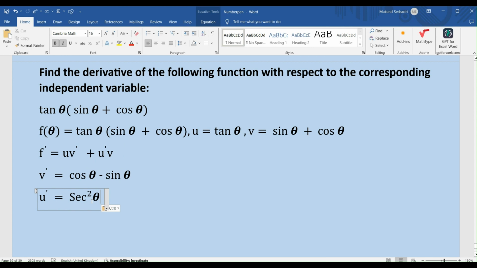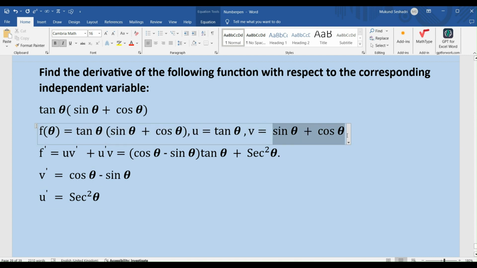So now we have our u dashed, we have our v dashed, so we can directly go ahead and substitute it in our f dashed, right? Now let's write down what is our f dashed. My f dashed is uv dashed, my first part of the expression. So let me write that out. Cos theta into sine theta, my v dashed, and what is my u? My u is tan of theta. And then I have my u dashed v, which is secant square theta, which is my u dashed, into my v, which is again a sine theta plus cos theta.